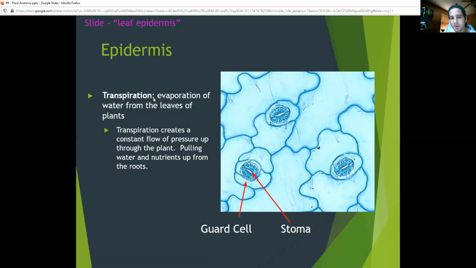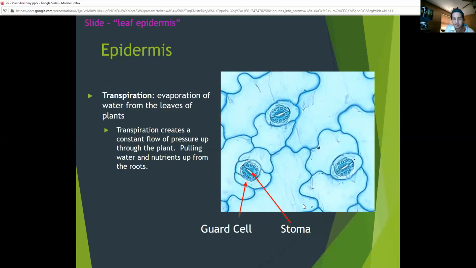So, transpiration is the evaporation of water from the leaves of plants. Transpiration creates a constant flow of pressure up through the plant, pulling water and nutrients up from the roots, just like I was just talking about. So this little opening that the guard cells form is the stoma. The two lips, the little pursed lips, making a little kissy face at you, those are the guard cells. These little puzzle piece looking guys, those are the epidermis. All right.